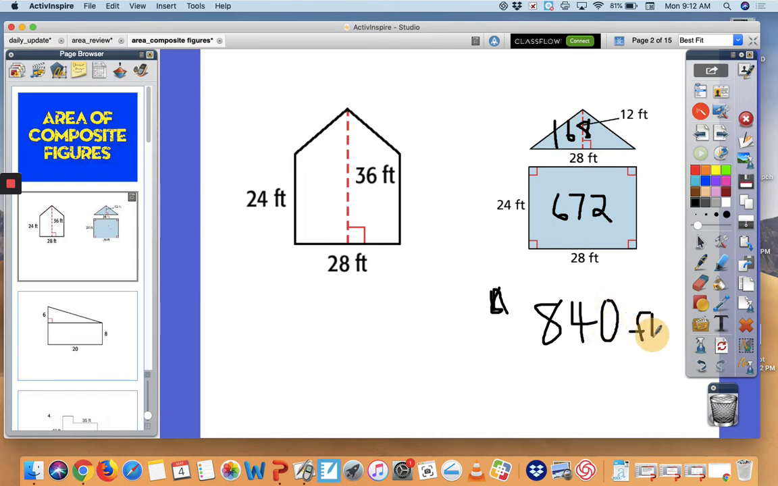Now don't worry about putting the feet squared. If you don't do that, it's all good. You should get in the habit of doing that. Remember, the little 2 means it's area, two-dimensional. If you just put 840 for now, that's fine.